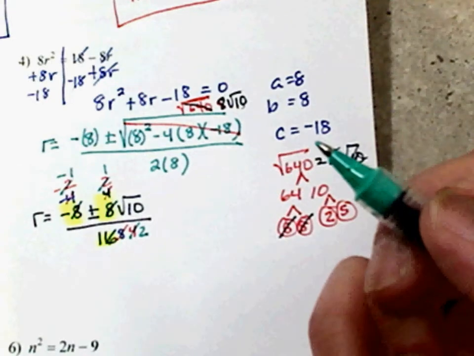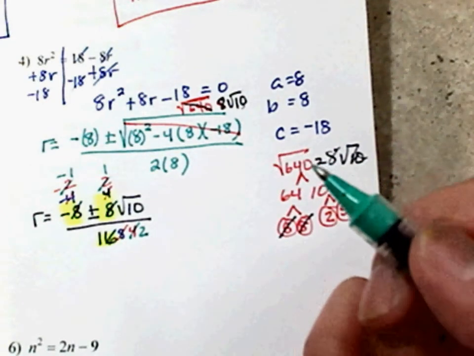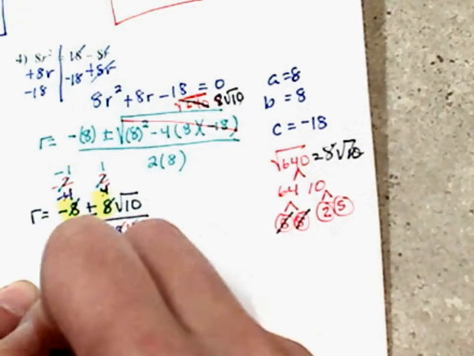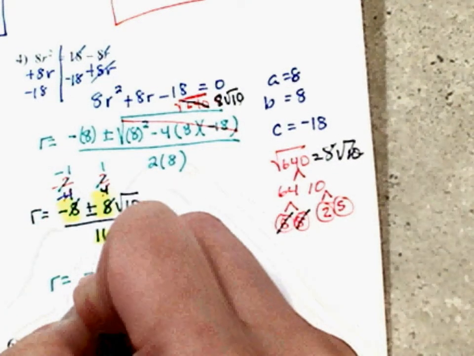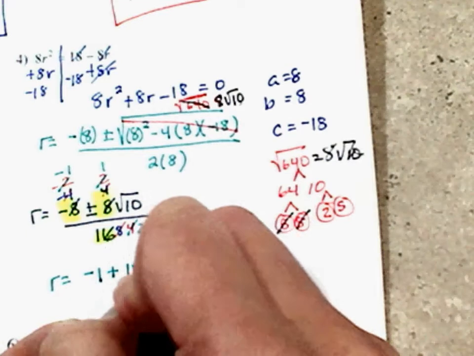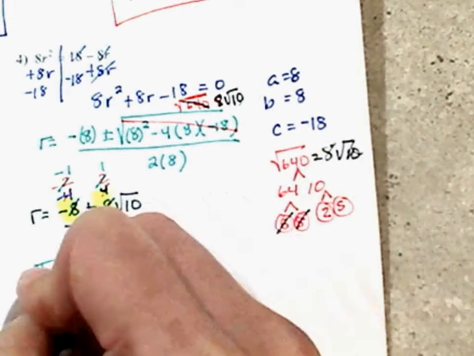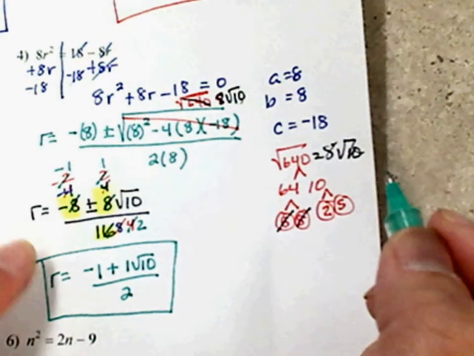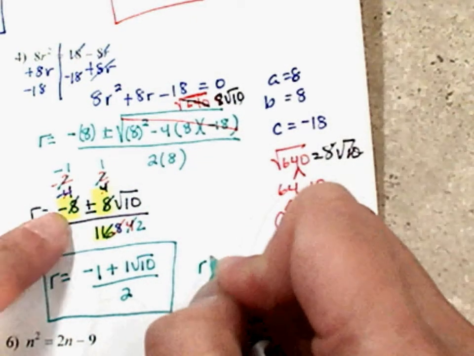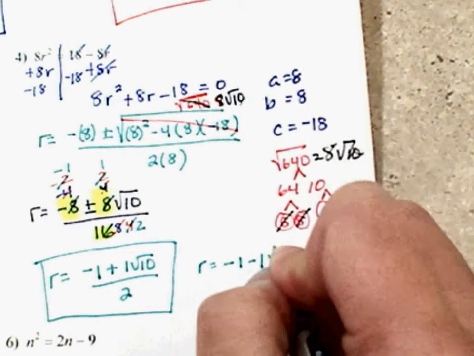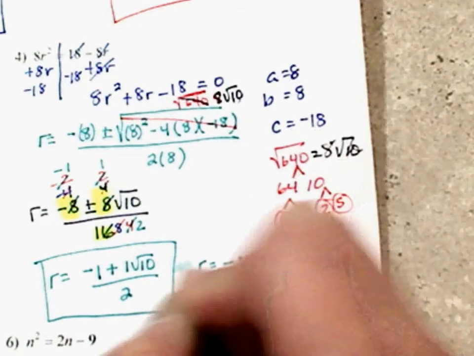So all I did was I would have done 8. Here we go. Let's see what we have left. Negative 1 plus 1 square roots of 10 divided by 2. There's one of my answers. The other one, negative 1, instead of plus, I have a minus square roots of 10 divided by 2. And there I have my 2 solutions.